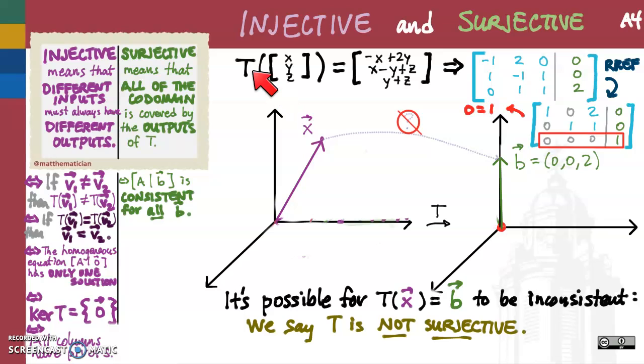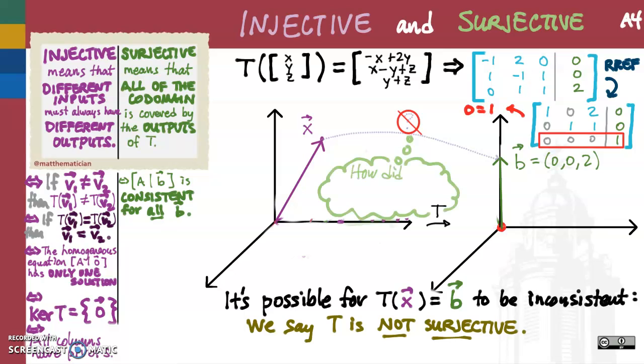T is a surjective linear transformation if the augmented matrix equation with the standard matrix and a b on the right-hand side is always consistent no matter what b I place here. I can write whatever 3 entries I want over here, and when I do the reduced row echelon form, I never get a contradiction. That would be what would happen if we had a surjective linear transformation.